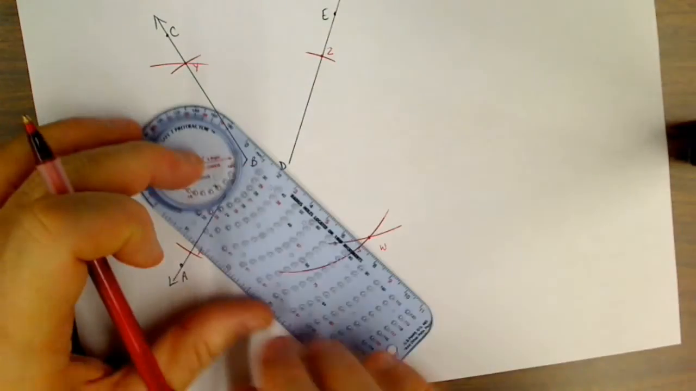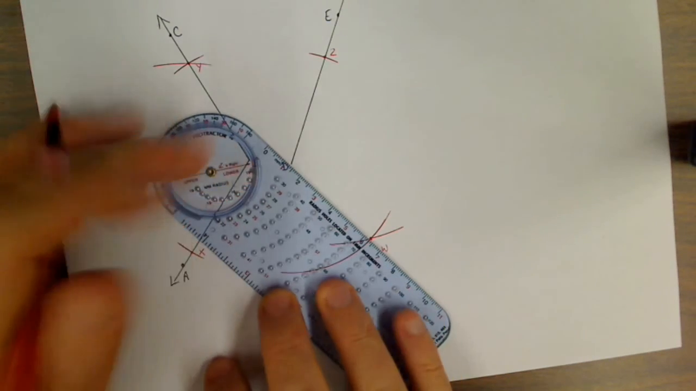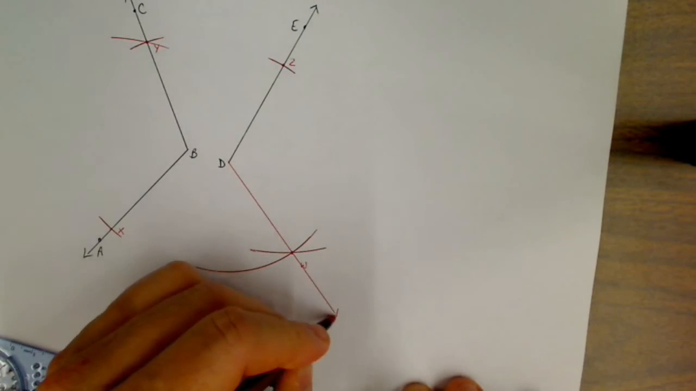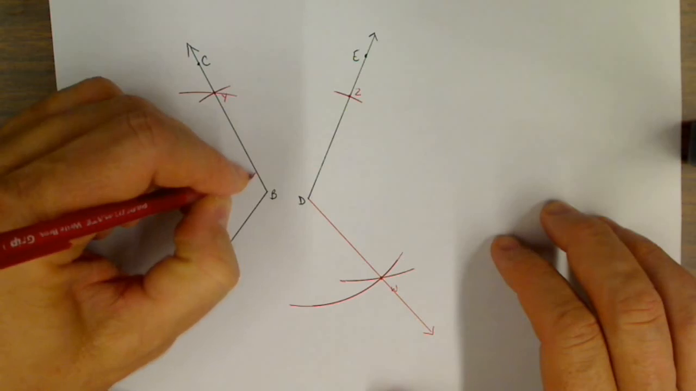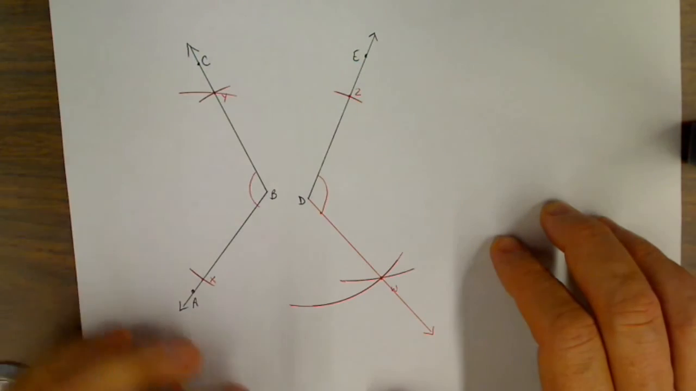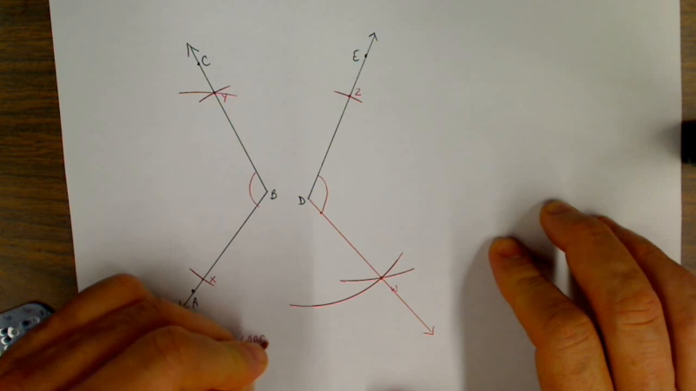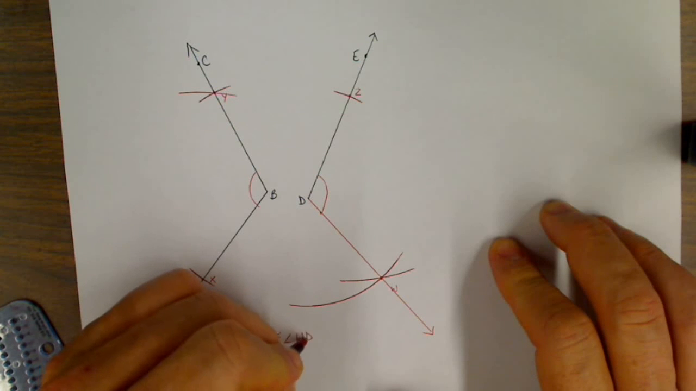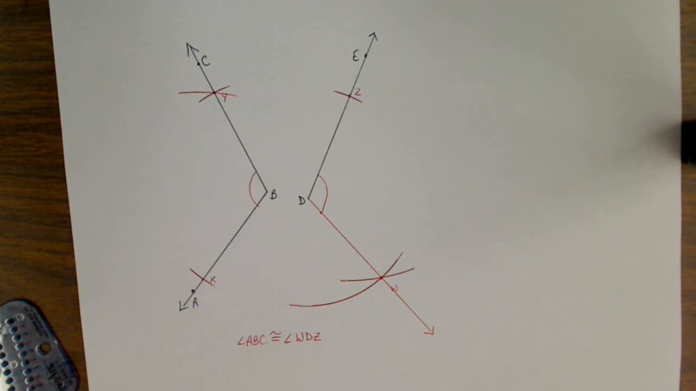So I draw the ray DW. And I now know that those two angles are congruent. Angle ABC is congruent to angle WDE, or WDZ, it doesn't really matter. Okay? There you go. Two examples for you.